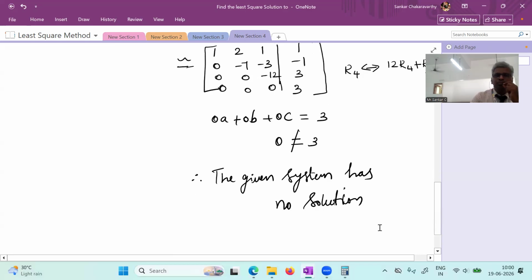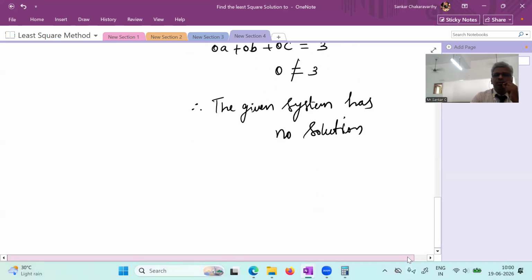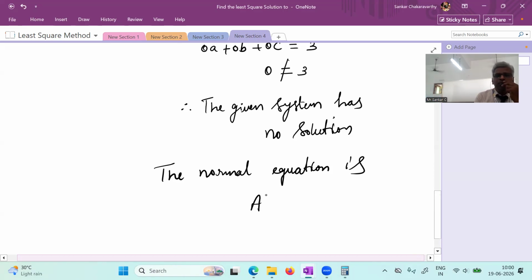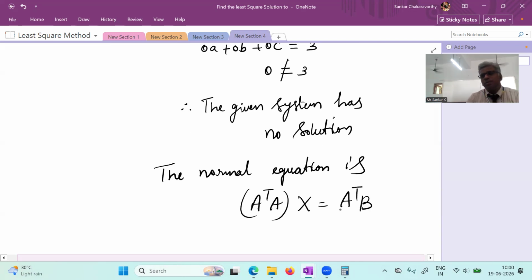Therefore, you have to find a solution for this by the least square method. You know the least square method. For the least square method, you first have to find the normal equation. The normal equation, you know, is the formula A transpose A of X is equal to A transpose B. Using this, you can obtain the solution. This we have already discussed, therefore let us conclude with this.